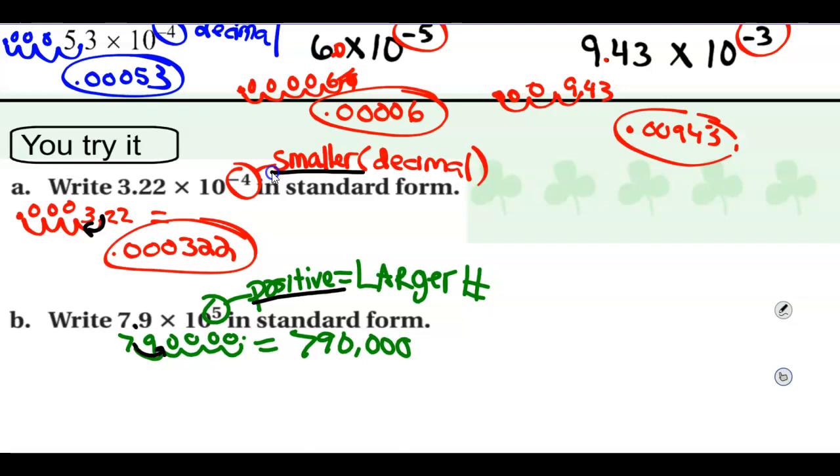So just remember that. Negative exponent means a decimal or very small number. Positive exponent means a very big, large number. Okay? This is just part 1 of the video. You'll go on to part 2 because we are also going to do 10.6.